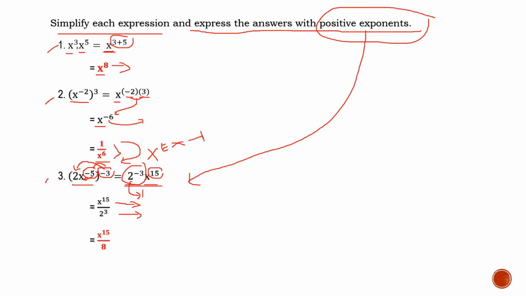Then next, for us to simplify, we copy your numerator, which is x raised to 15. Your 2 raised to 3 is equal to 2 times 2 times 2, so it becomes positive 8. So your final answer now is x raised to 15 over 8.